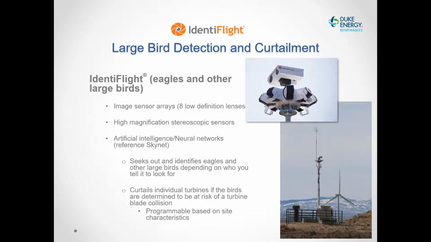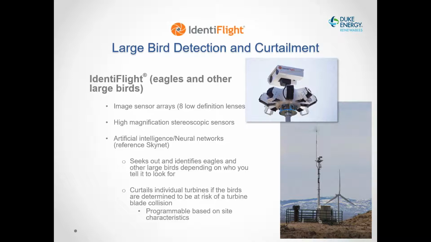The other system is Identiflight. We've installed 47 units at our Top of the World wind site in Wyoming, not too far from Casper. It consists of image sensor arrays. There are 8 low definition lenses. You can see those on the bottom portion of that picture in the upper right. And then there are 2 high magnification stereoscopic sensors, and that spins around. It'll go 360 degrees, and that's what they use to determine how far away that bird is from that sensor.